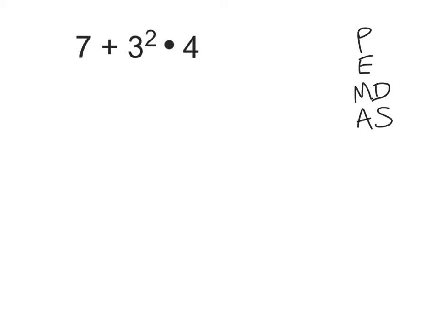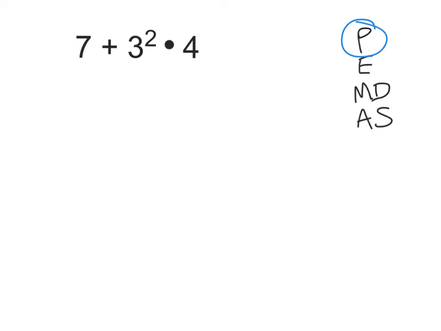You might remember an acronym that we use, Please Excuse My Dear Aunt Sally, for the order of operations, using each letter for one of those words, or People Eat McDonald's and Subway, whatever you use to remember your order of operations. Some people also just say PEMDAS. All right, so we're going to start with our parentheses. You'll notice that in this expression, there are no parentheses or brackets.